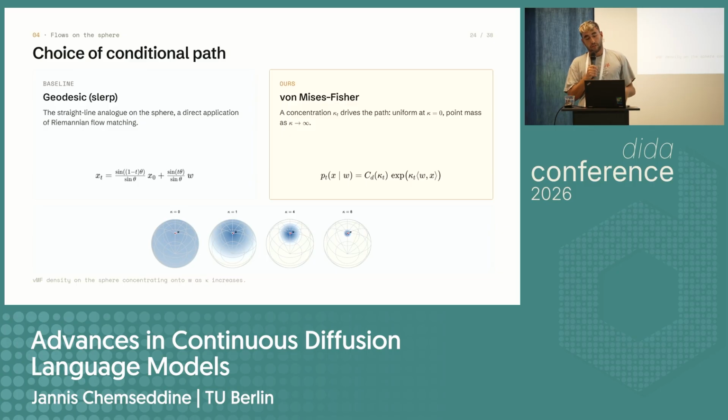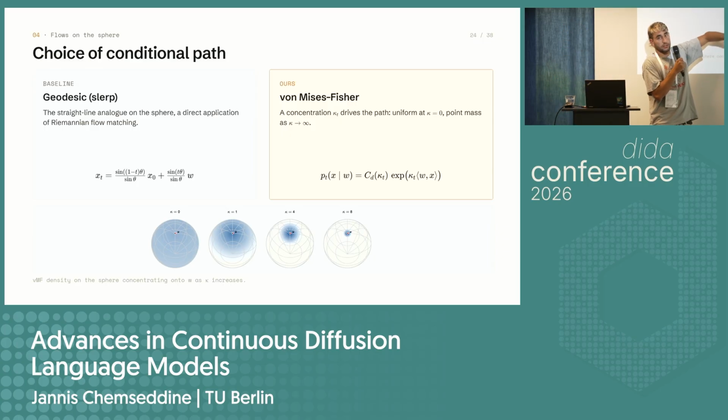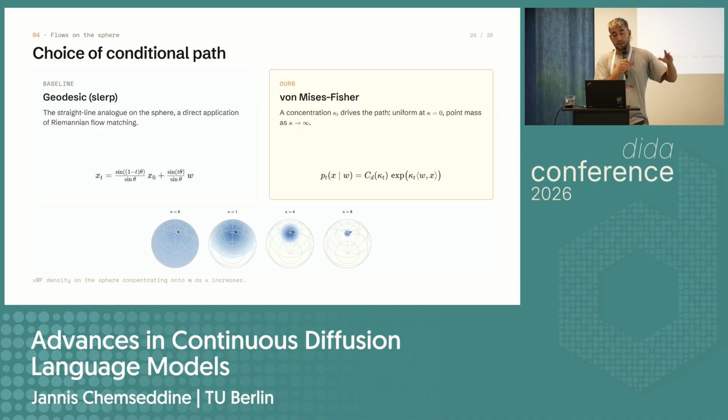What we propose is something a little bit different. We use the so-called von Mises-Fisher family of distributions. This is a density which only depends on the angle between 2 points. This is an important part. And here it's visualized. If we have kappa being 0, it's a uniform distribution on the sphere. And for kappa going to infinity, it becomes a delta, so it concentrates on this point W. I'm not going to go into too much detail why, but there are some reasons why we like this path.